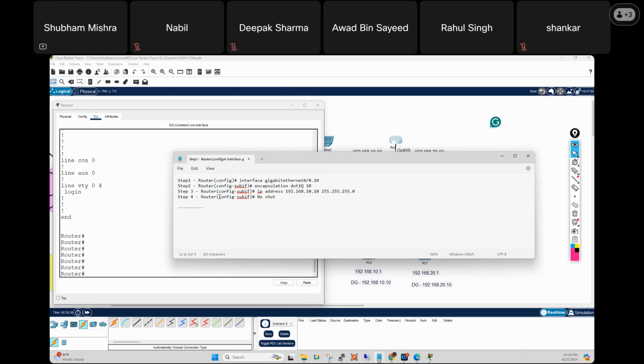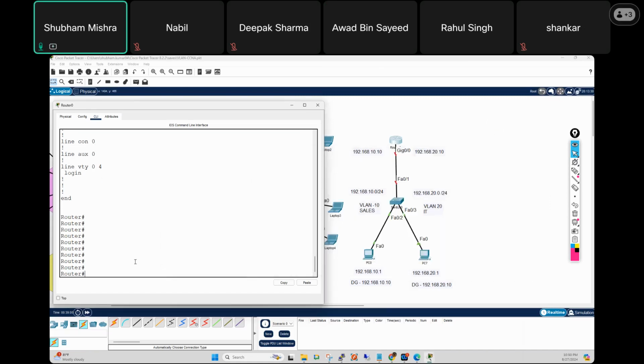Same thing, you have to configure the same configuration for the other sub interface. Only you need to change the IP address. Clear? And this one, gig 0/0.20. Clear, everyone? Tell me. Understand? Yes, sir. Okay.